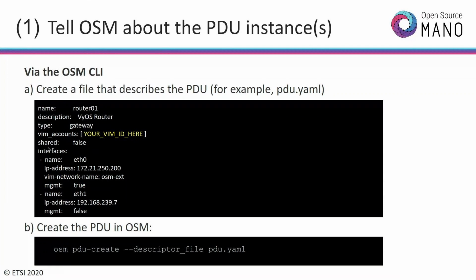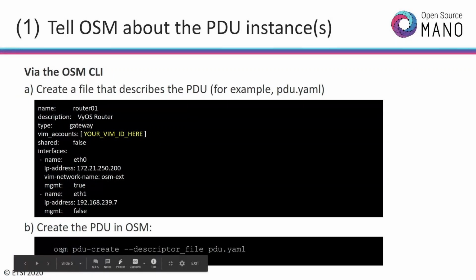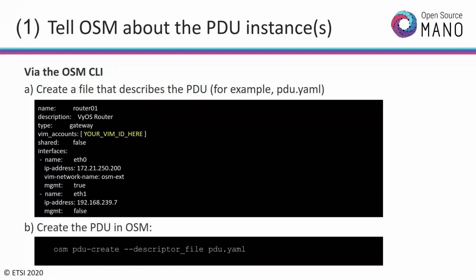It's not shared. You have a couple of interfaces that are just modeling, describing the actual router. It is connected to a Vim network name called OSM-MR with this IP address, and then it has this other IP address. It's just a representation of the router. As soon as you have the file, whenever you want, you just run osm pdu-create with the descriptor file pdu.yaml, and that will create the instance for you. And now you're ready to use it.